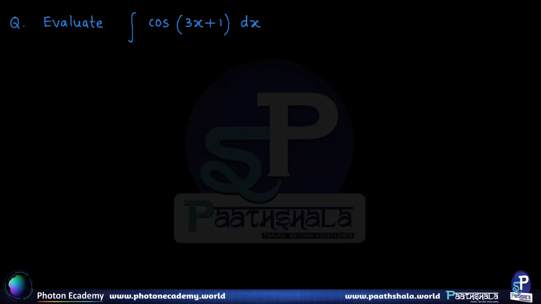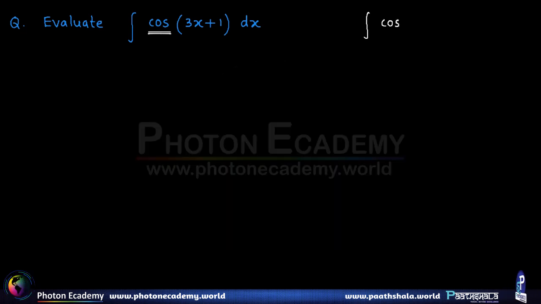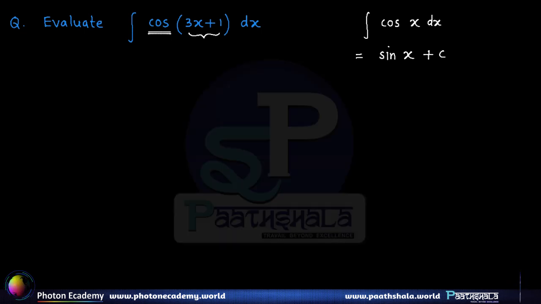Let's see one more sum. Here we have to integrate cos of 3x plus 1. Now once again, on a high level the function that we are talking about is the cosine function. If it were the cosine of just x, which is the variable of integration, then we would have straight away said that its integral is sin x, as we know from the list of standard formulae. But instead of x, here we have a linear expression.